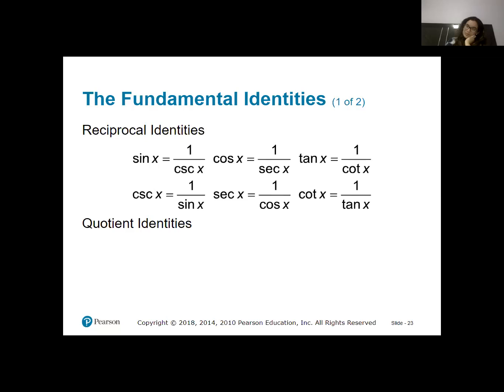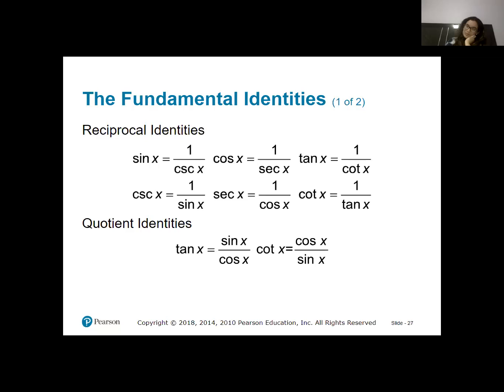Those are the reciprocal identities. Quotient identities. What are those? Tangent of x: sine of x over cosine of x. Good, Anthony. And cotangent of x: cosine of x over sine of x. Good job. We just flipped it.